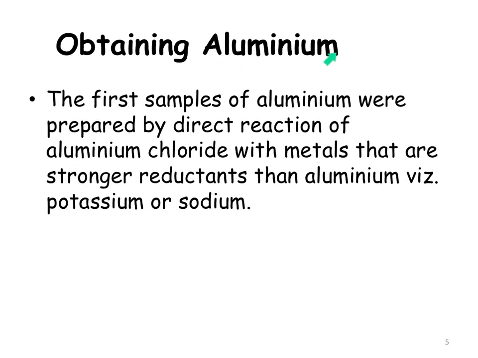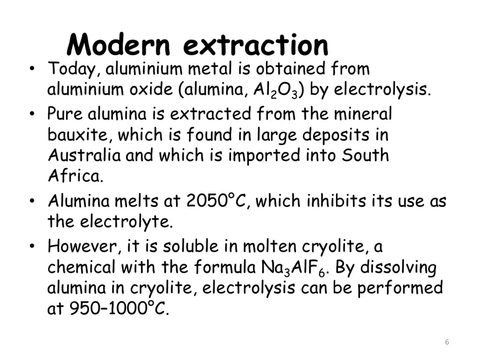So how do we get aluminium? Very useful stuff. The first examples of aluminium were prepared with aluminium chloride, and it was a bit more complicated than it is now. You needed potassium or sodium in order to break it up. Today, they take aluminium from its rock ore, which is called bauxite, and bauxite is mainly found in Australia, and then they break it up. You want to get aluminium oxide by electrolysis. So what happens is the alumina melts at very, very high temperatures.